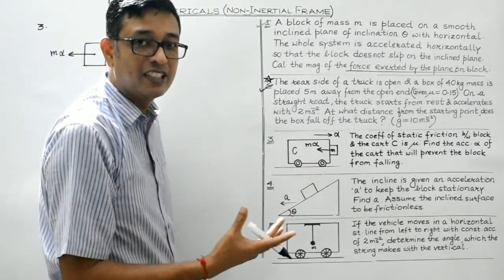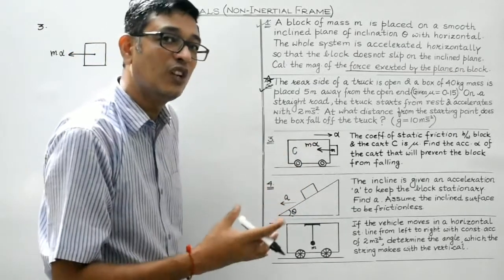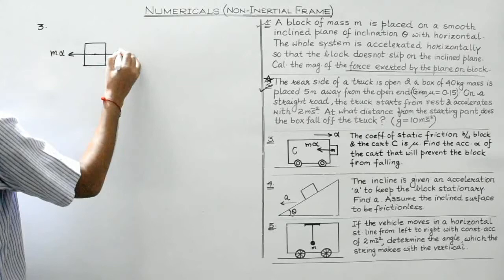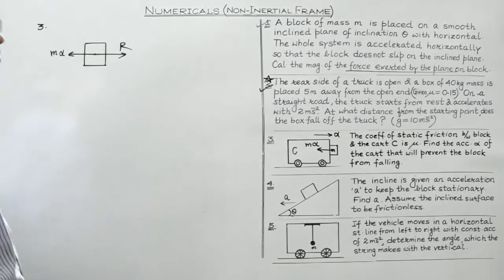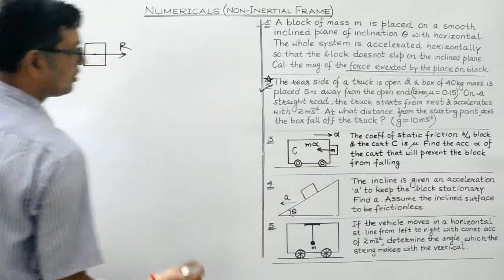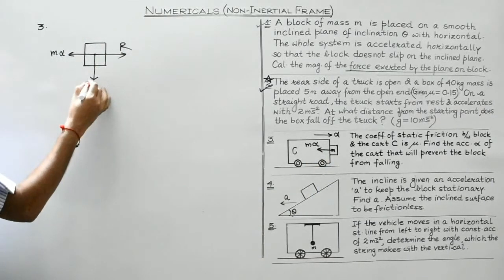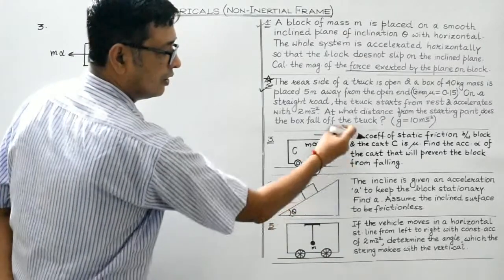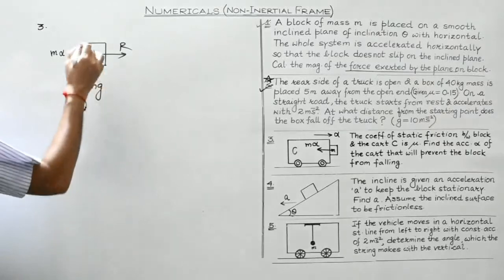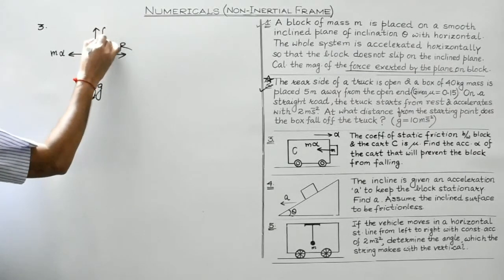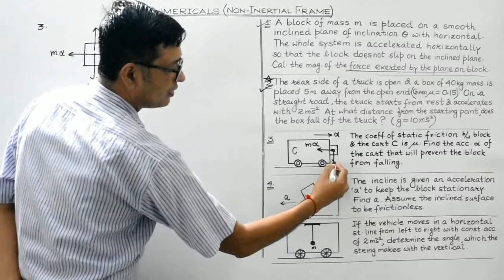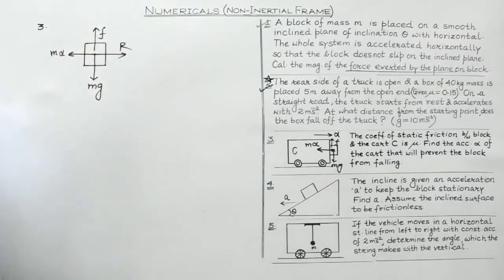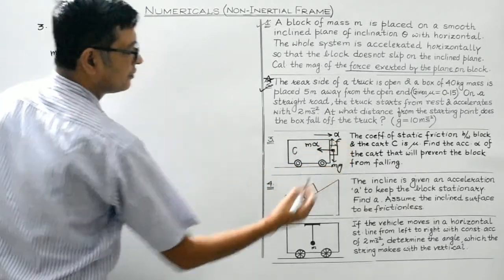As per the action-reaction concept, the cart will exert an equal and opposite force on the block. So this will be the normal reaction, right? And its weight will act in the downward direction. Now, it will tend to slip, it will tend to fall. So force of friction will act in the opposite direction, isn't it? This is the weight, mg, and this will be the force of friction.